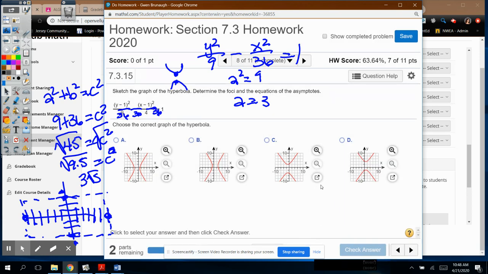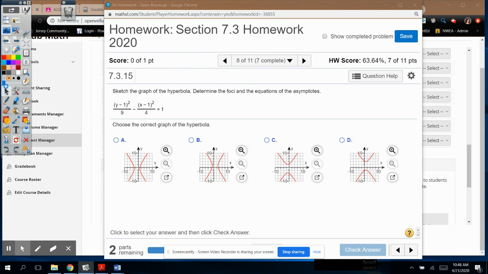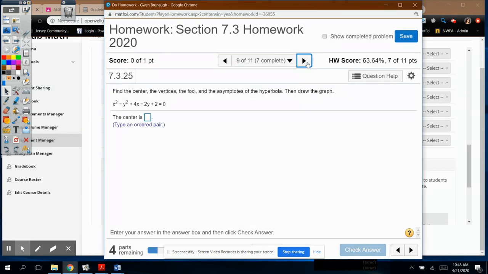And that's it. That's it for this. So we're just going to do 1 through 7 today. I'll make sure. Yeah, 1 through 7. Not too bad.